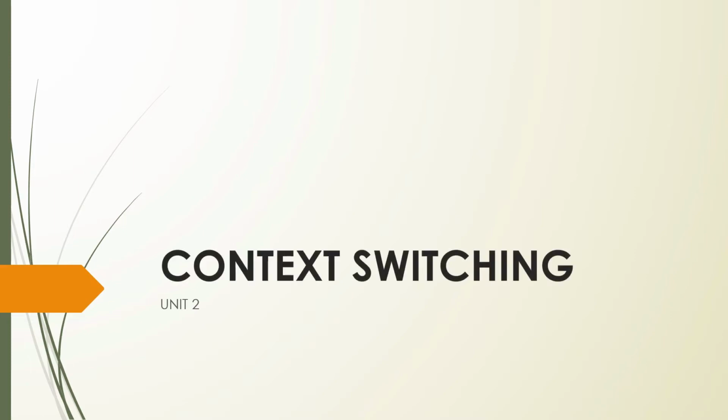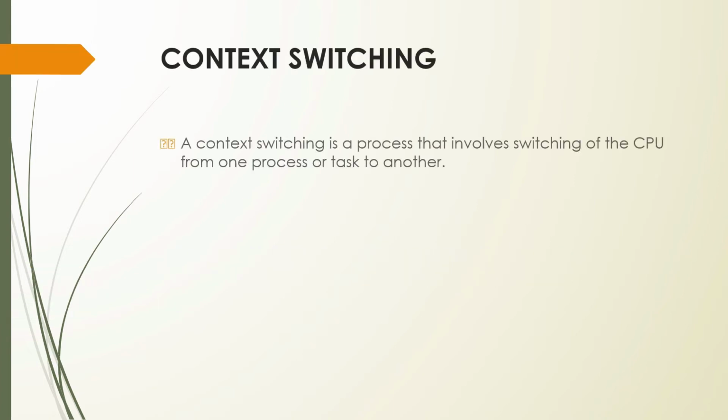The next topic is context switching. Allow me to explain what context switching is. Context switching is a process that involves switching of the CPU from one process or task to another.